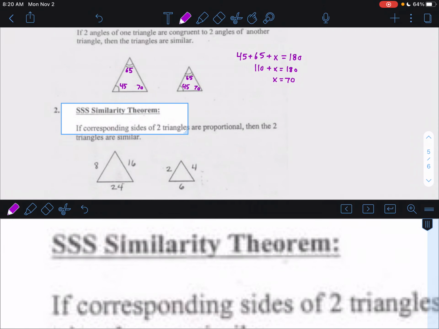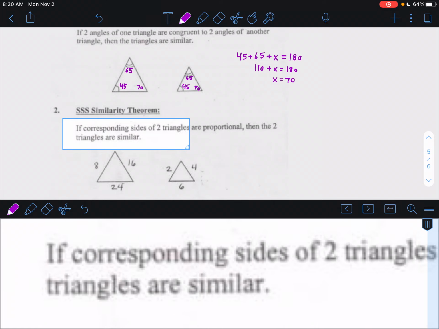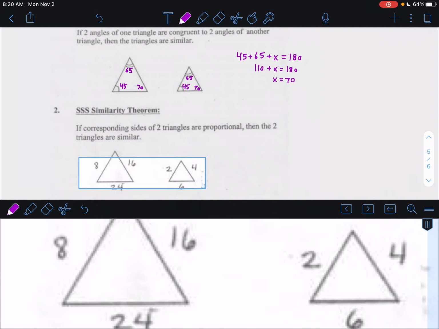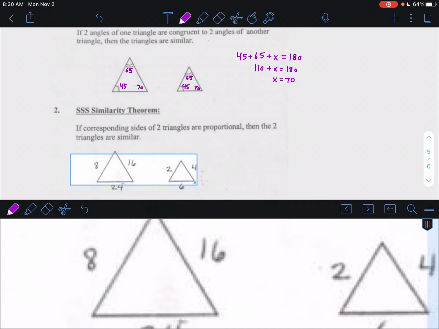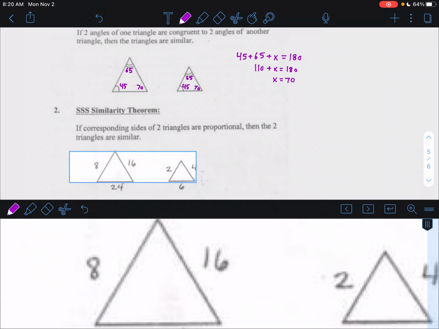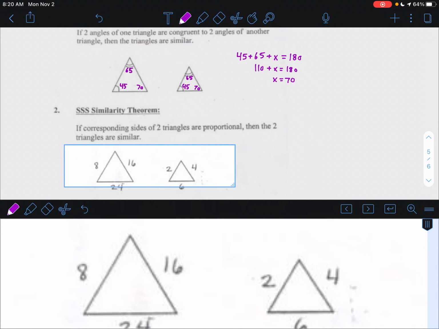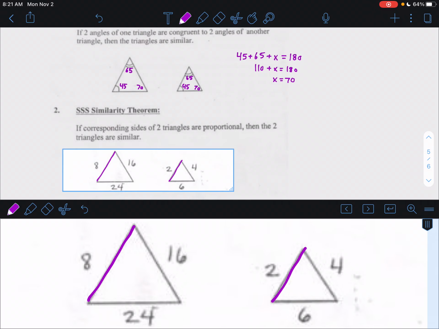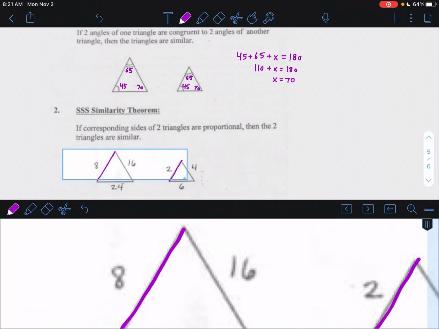Then we have SSS. So if corresponding sides of 2 triangles are proportional, then the 2 triangles are similar. And we need all 3 side lengths here to be proportional. And remember, to prove that they're proportional, we just have to do those proportions, the fractions. So to figure out which ones are going to be corresponding, I'm going to take the short side and match it up with the other short side. So the short side of the first triangle was the 8. The other short side of the second triangle was 2.